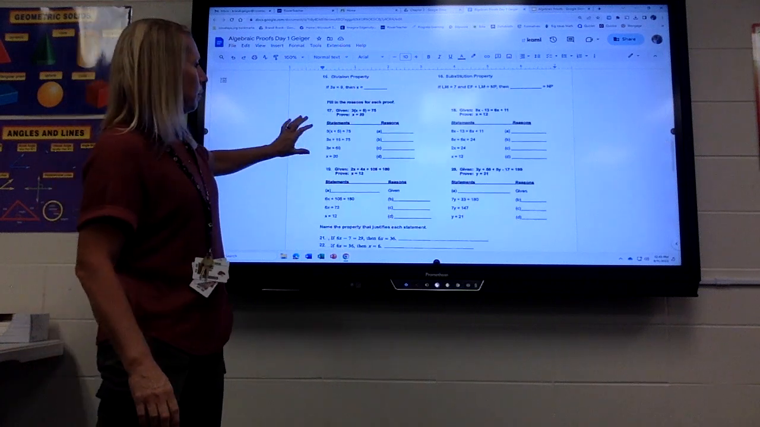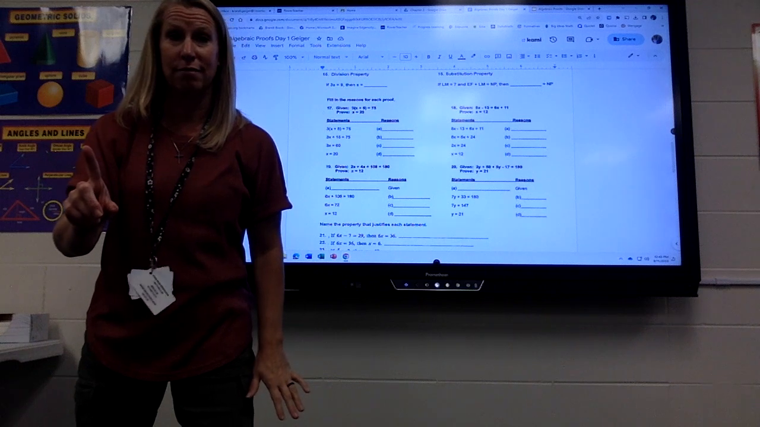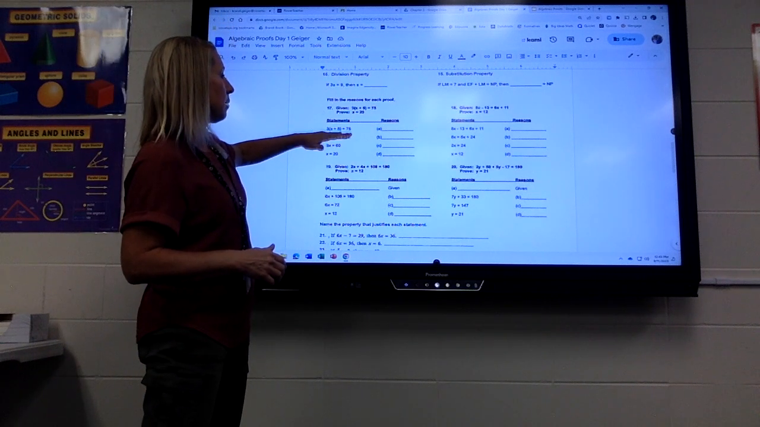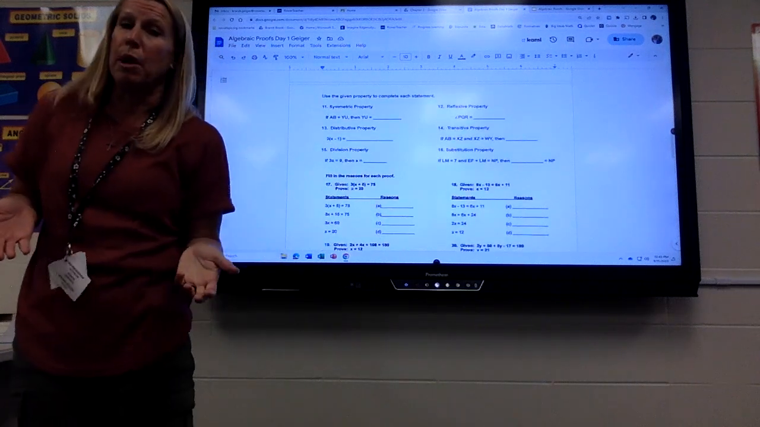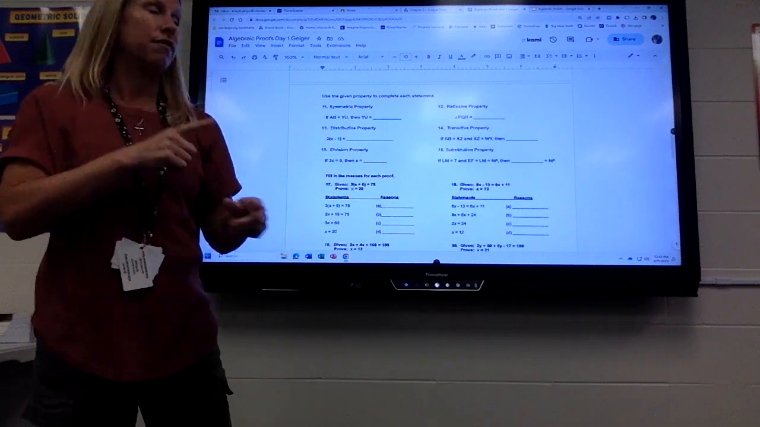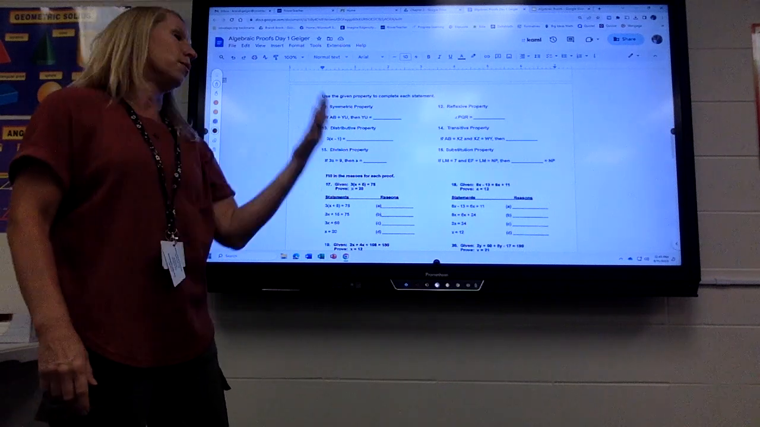So you will be doing that on all of those. Remember, your first reason is always given. Then you ask yourself, how do I get from step A to step B? And so on. On this, we have to actually do the property that they tell us. So symmetric property is the one that's like the converse, the flip. So if AB equals YU, then YU would equal AB.